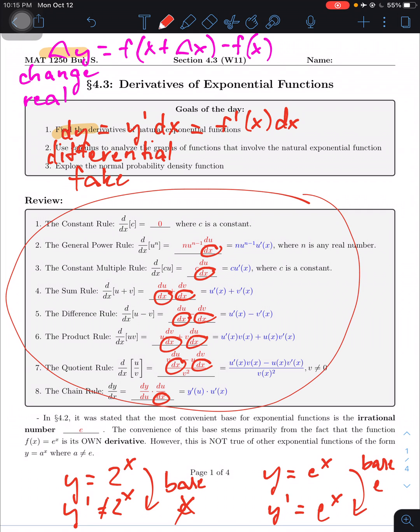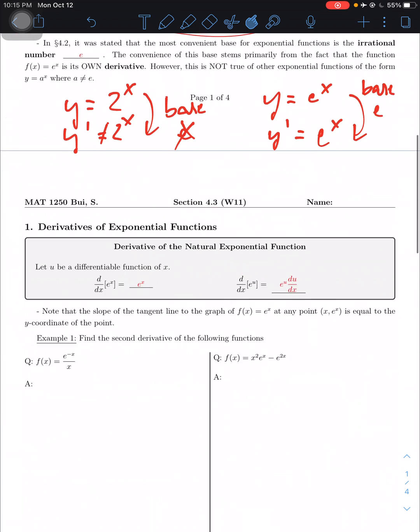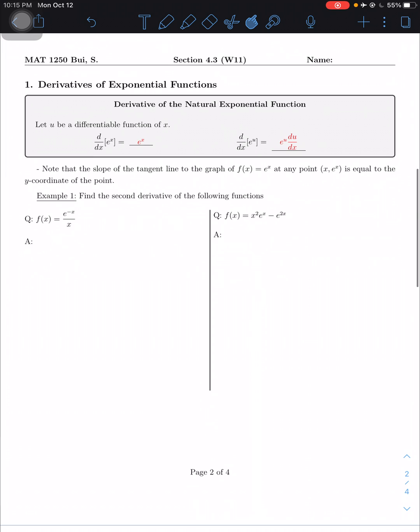Now let's talk about the derivatives of exponential functions. If there's something you have to remember, it's this: the derivative of e to the x is itself. And if you have some extra thing in the exponent, like a u function, make sure you multiply by the chain rule. I'm going to demonstrate it with the following example.